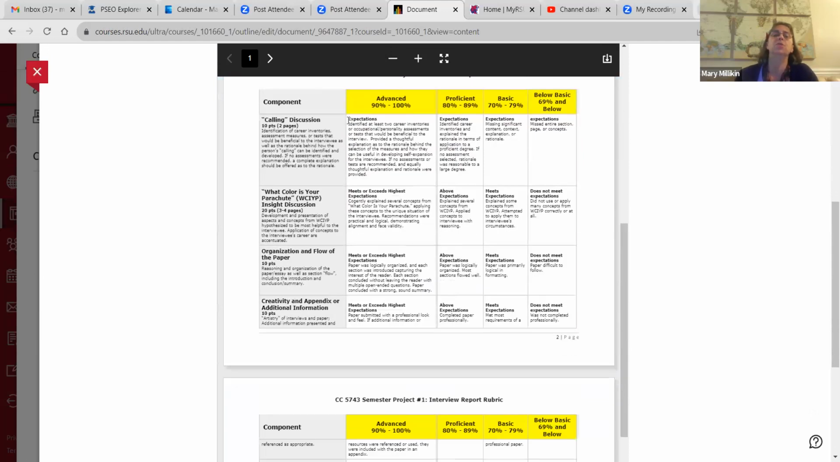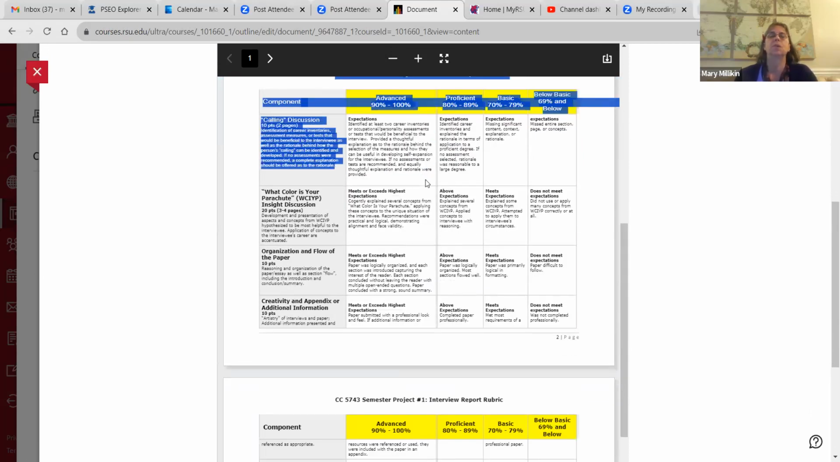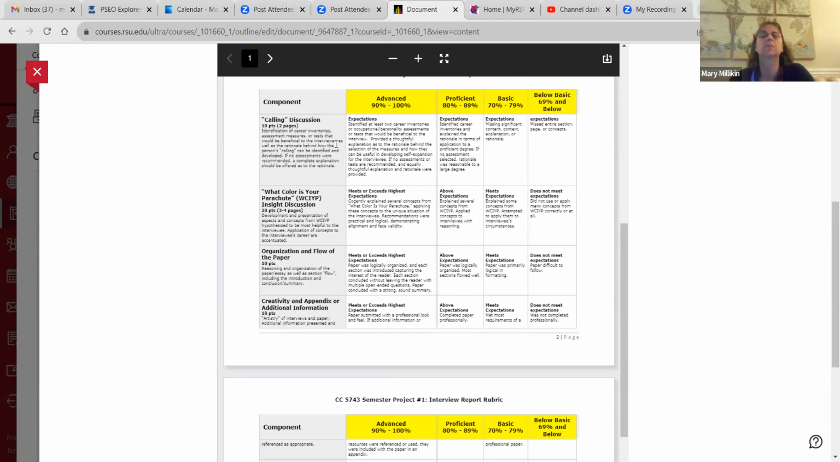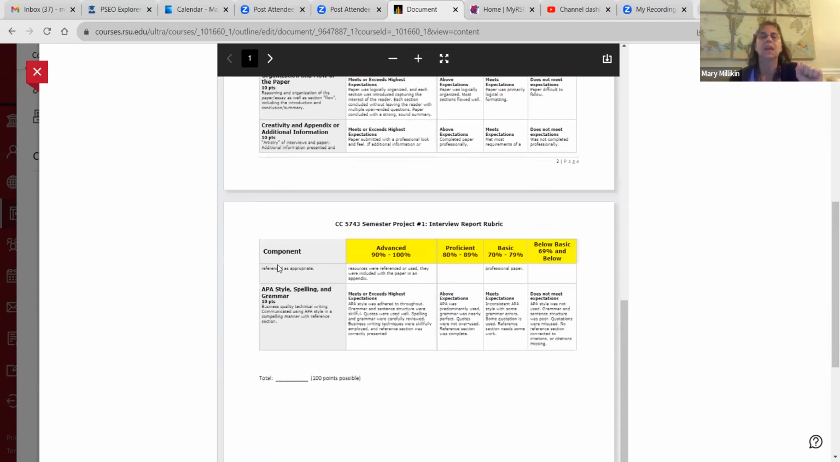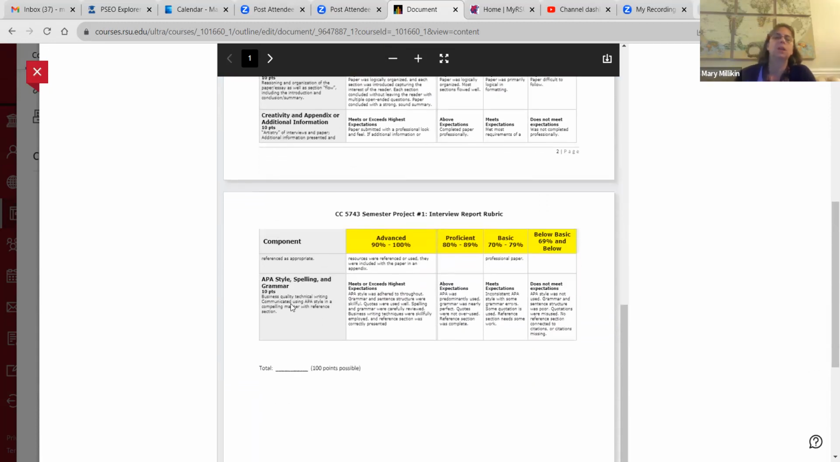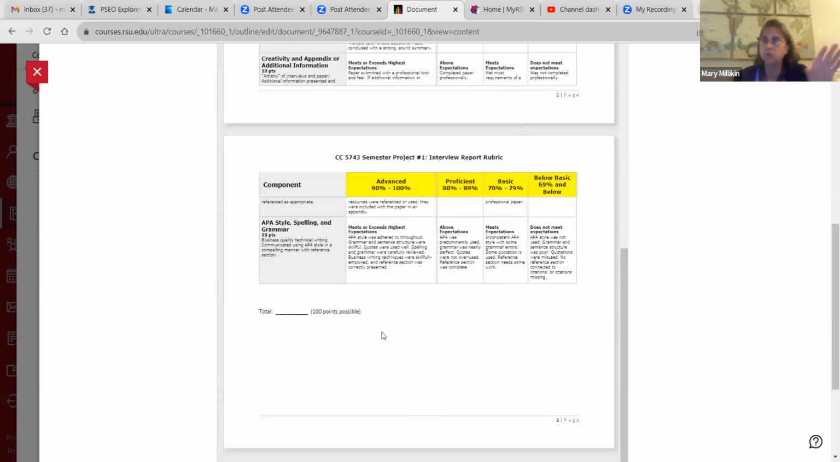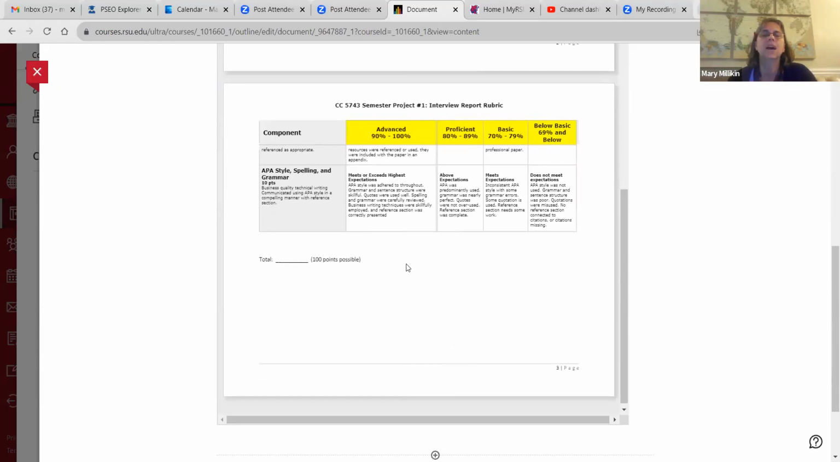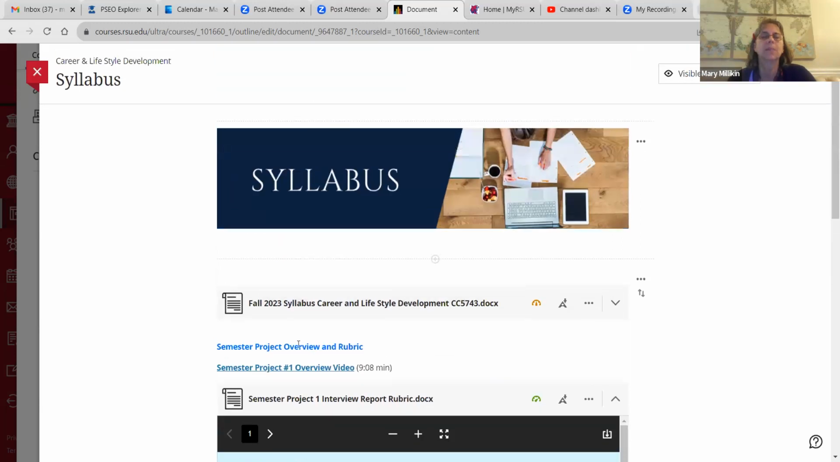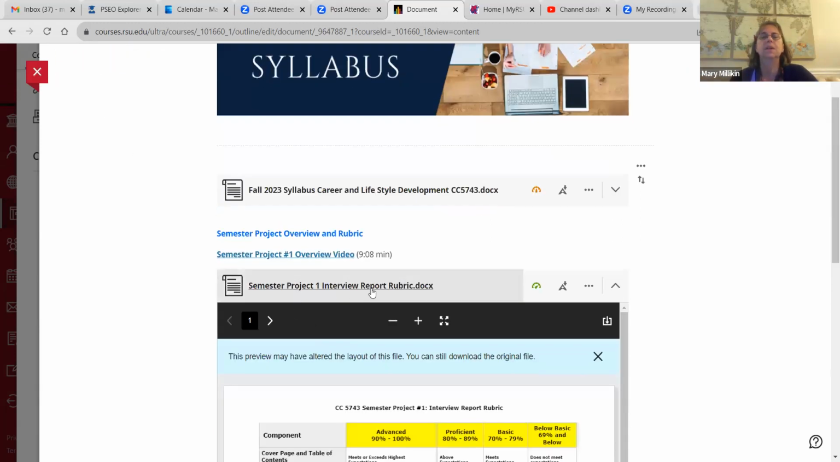And each of these tells you what an advanced report will look like for that particular component section, what would be proficient, what would be basic, and what is not acceptable. And you can see for each of them how well it conforms to APA style, etc. It's worth 100 points out of your total 400 for the semester. So it's a quarter of your grade for the semester. So that is all right here in the syllabus tab online under the rubric.